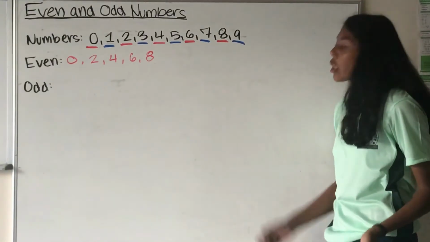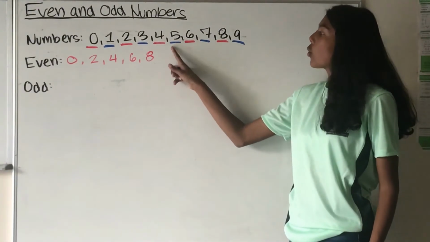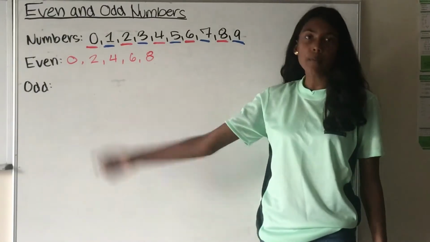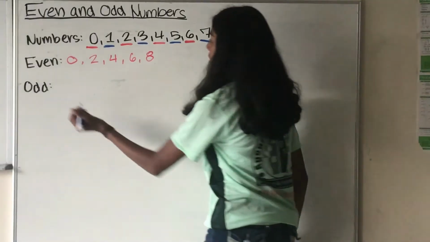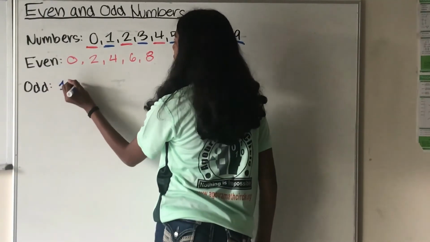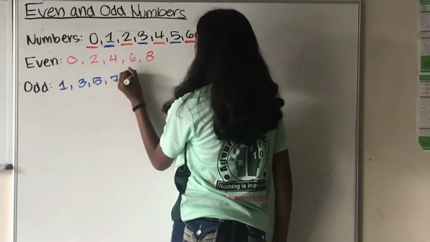So basically, every number is either red or blue, even or odd. They can never be both. So let's say all the odd numbers together. 1, 3, 5, 7, and 9.